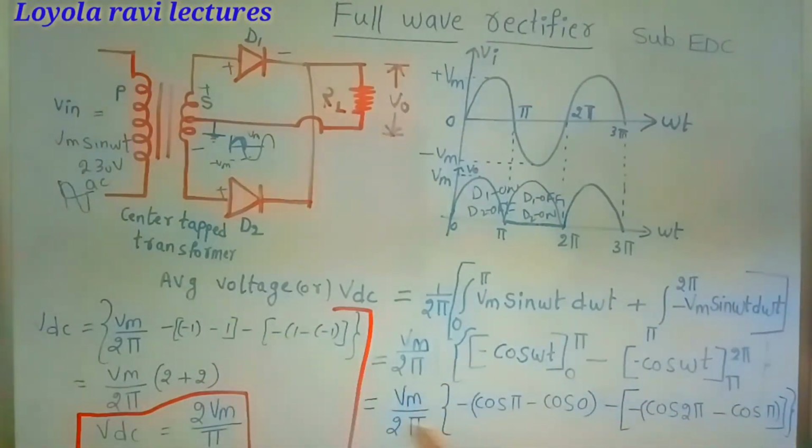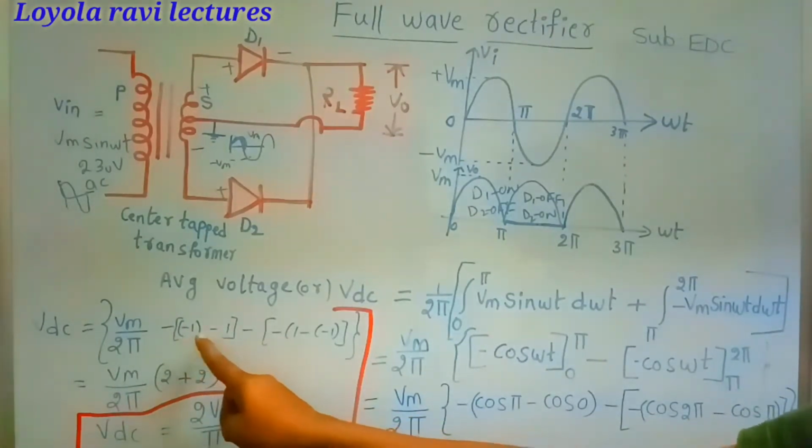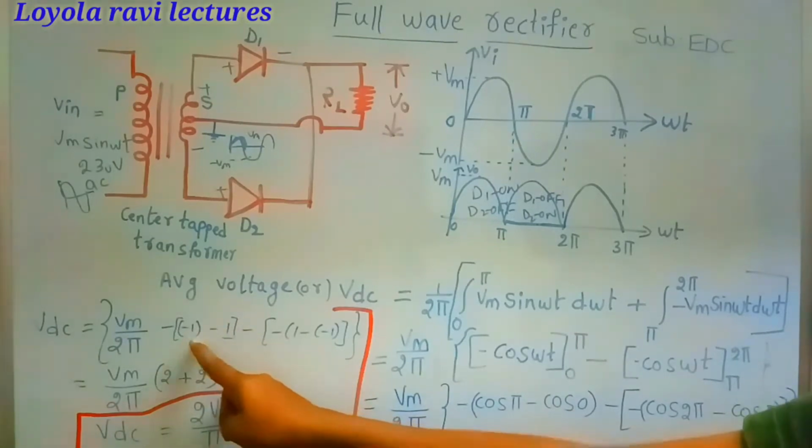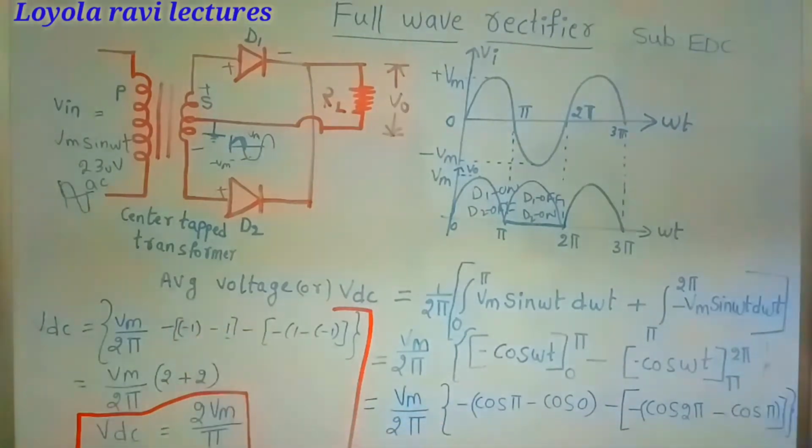Minus of cos pi is minus 1, minus cos 0 is 1. Cos 0 is 1. Again minus of cos 2 pi is 1. Cos 2 pi is 1. Again minus cos pi is minus 1. Cos pi is minus 1. I am simplifying this again: Vm by 2 pi, again minus of minus 1 plus minus 1 minus 1. Minus 1 minus 2. Minus into minus plus 2.